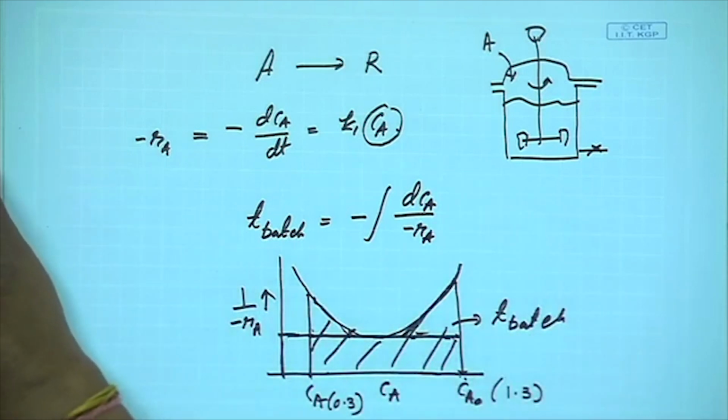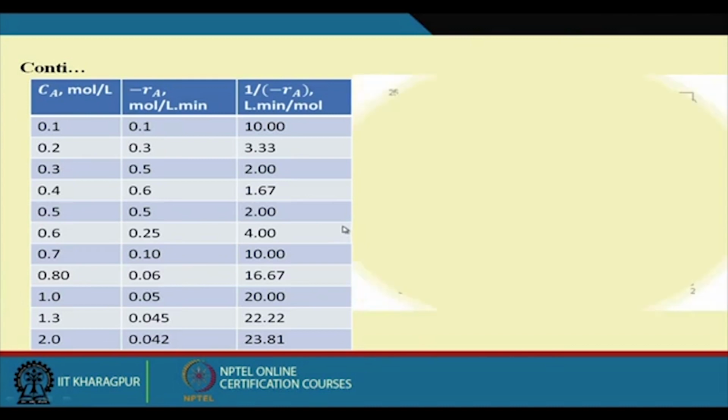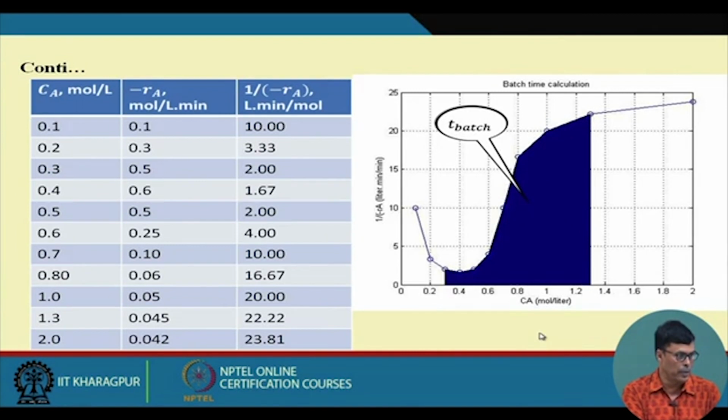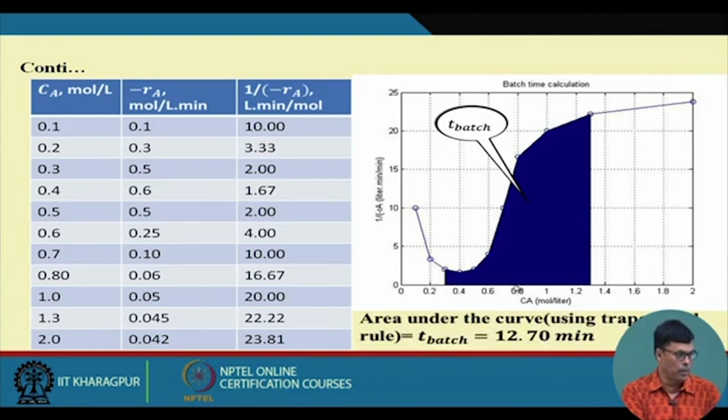Now we have done this here: we have calculated 1 by minus Ra and plotted it here. This is the nature of the plot, and you see that this is 1.3 and this is 1.3. The area under this curve we shall have to find out, and if you calculate it, it comes to around 12.7 minutes. So you can do it by yourself and find out how it can be calculated.